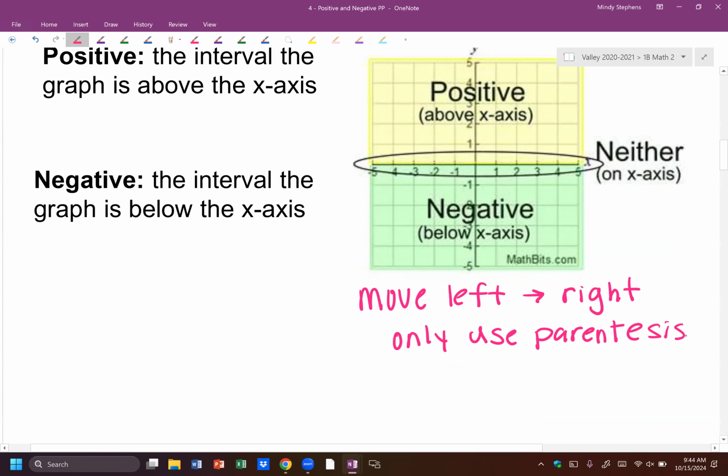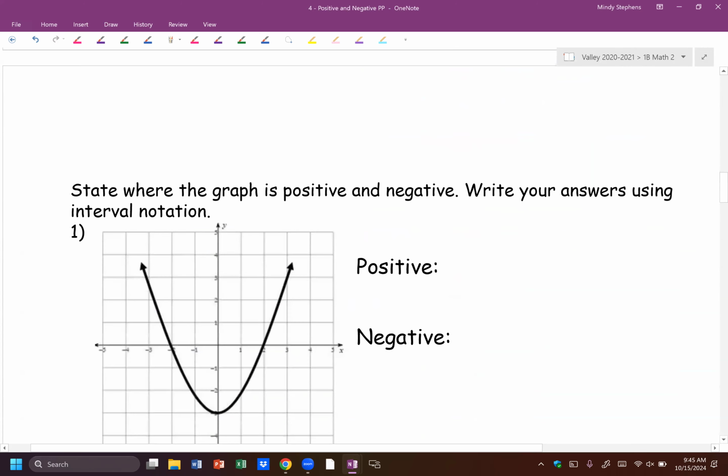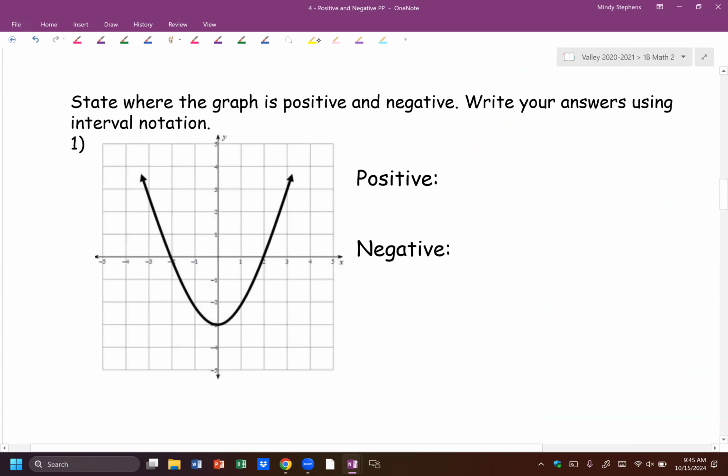So we're just looking at where the graph is positive and negative. That's it. So looking at number 1, before we even start, this piece is positive, this piece is positive because it's above the x-axis. Does that make sense? And then this entire piece is negative. The whole thing. So we want to know where it's positive, where it's negative.